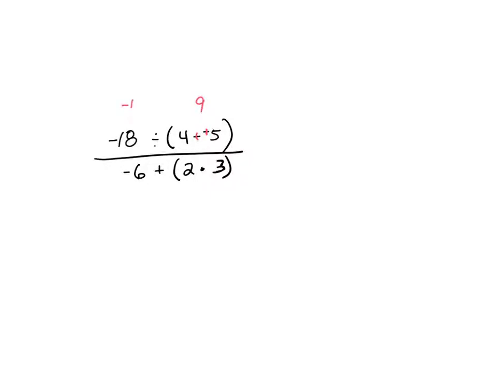So now I have negative 18 divided by 9. A negative divided by a positive gives me a negative, so I know that I have a negative 2 on the top. Then I'm going to take a look at the bottom. For the bottom, I have to do once again what's inside the set of parentheses first. 2 times 3 gives me 6. So I have negative 6 plus 6. Negative 6 plus 6, I am just going to subtract those. I'm going to get 0. I'm not going to have a positive or a negative.